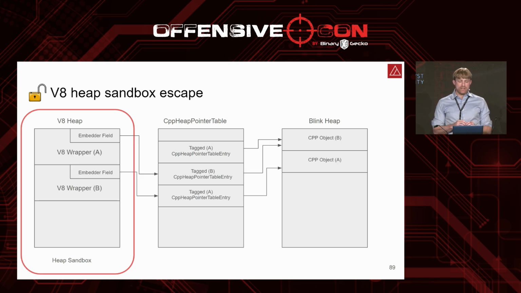Now, if we allocate an object of type B followed by an object of type A, we can end up in a situation whereby the original table entry with tag A points to the Blink heap object of type B. And then as an attacker with a read and write primitive inside the heap sandbox, we're able to overwrite the key in the script wrappable to point to the type A wrapper, to the original type A entry, which gives us a situation like this. So the final configuration means that we have a script wrappable of type A pointing to a C++ heap pointer table entry of type A, but then pointing to a Blink heap object of type B. And because the wrapper and the table entry both have the same type, this doesn't violate the tagging scheme and allows us to leverage a type confusion.